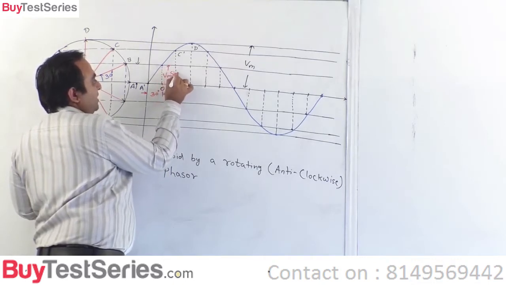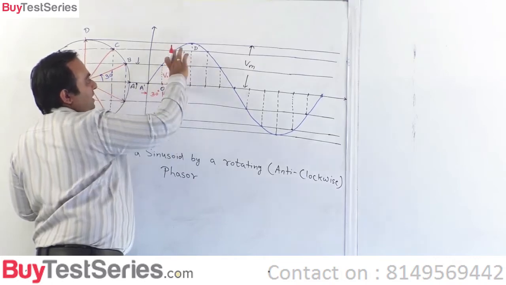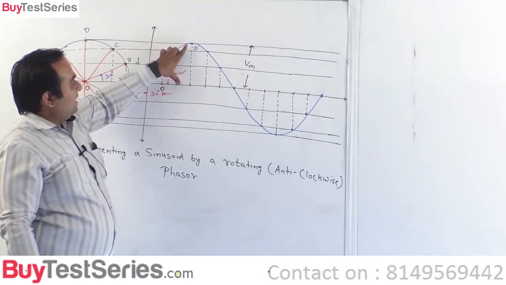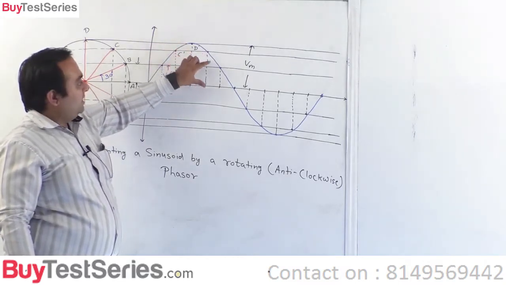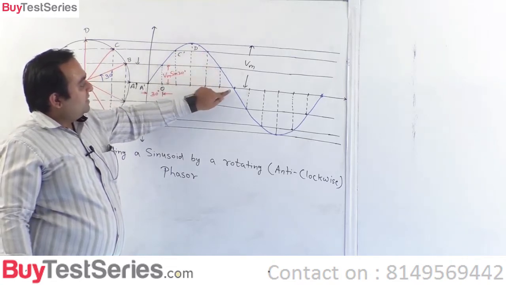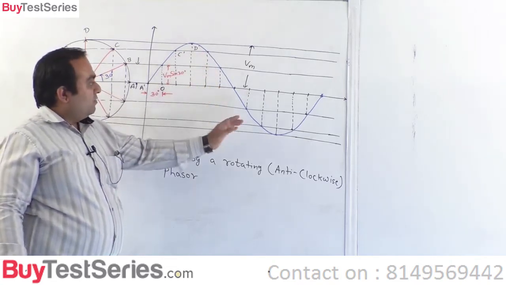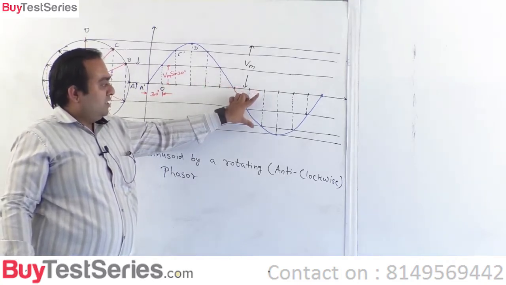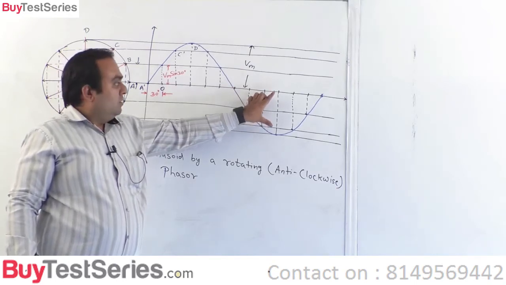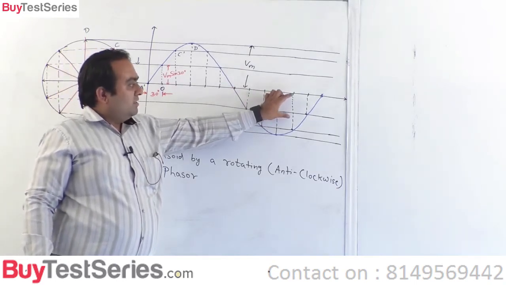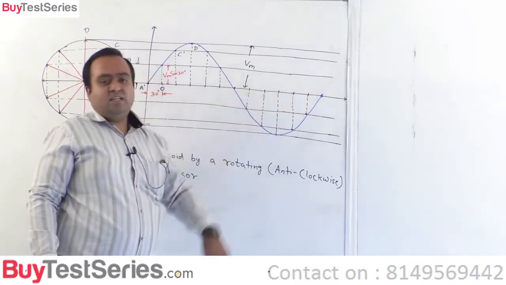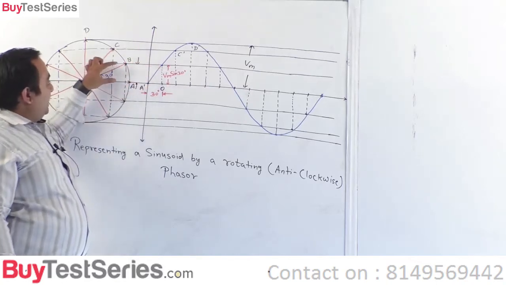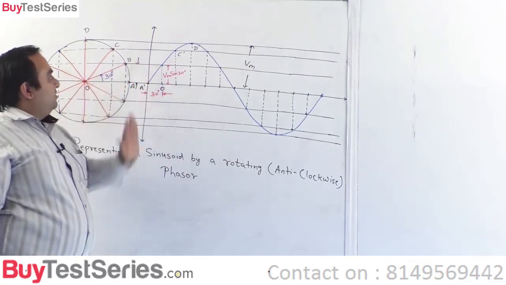Similarly, the C point is at Vm sine 60 degrees. This is Vm sine 90 degrees. This is Vm sine 120 degrees. This is Vm sine 150 degrees, and this is Vm sine 180 degrees. Moving forward, this is Vm sine 210. This is Vm sine 240. This is Vm sine 270. This is Vm sine 300. This is Vm sine 330. This is Vm sine 360. So this vertical height is nothing but the vertical projection of the phasor.